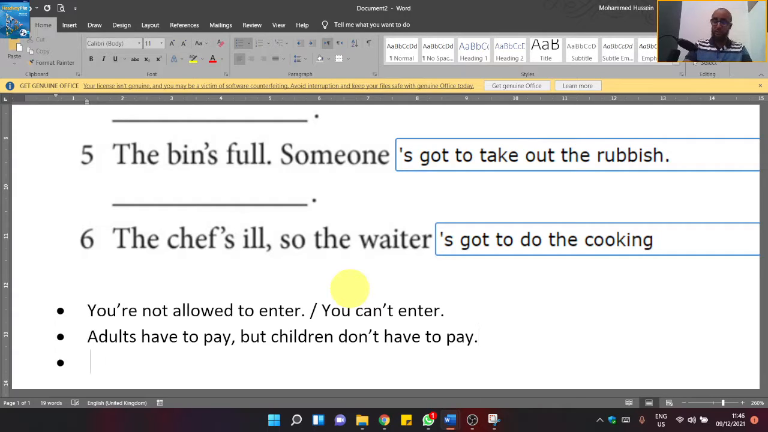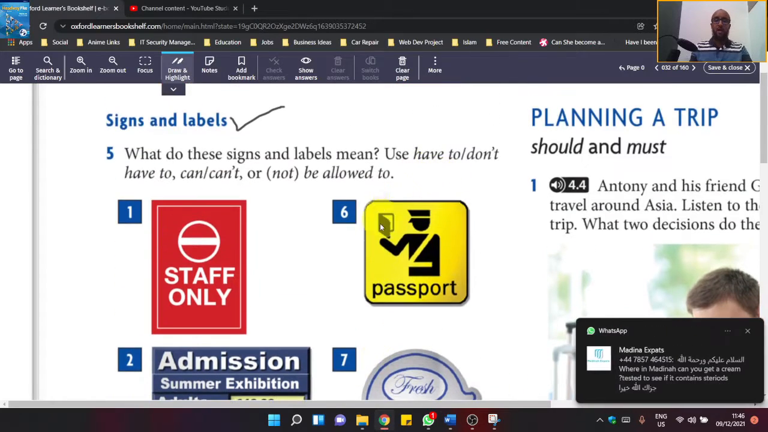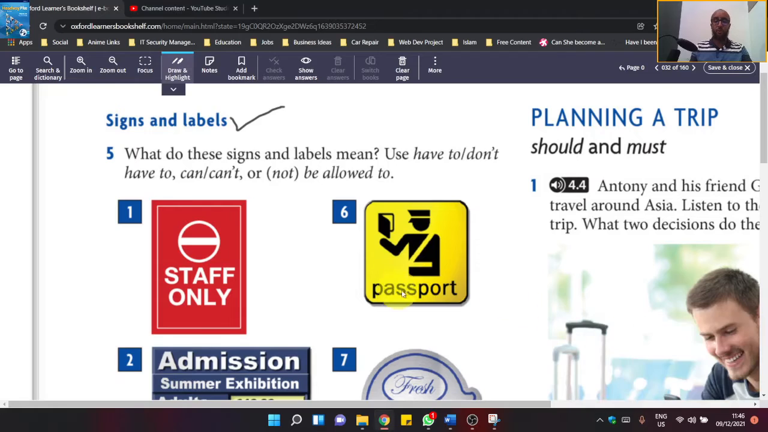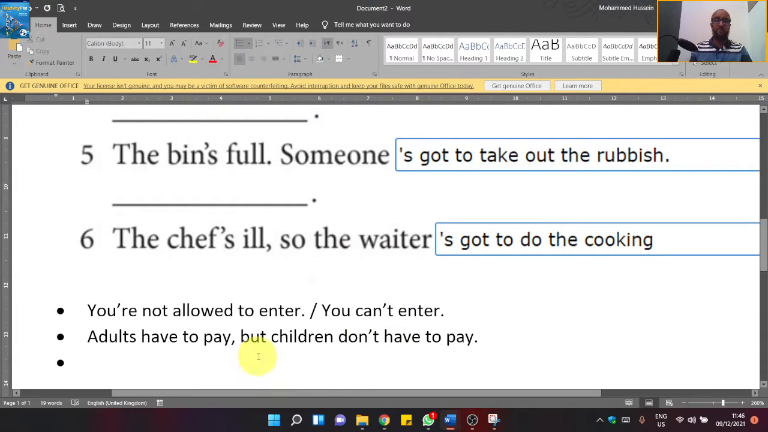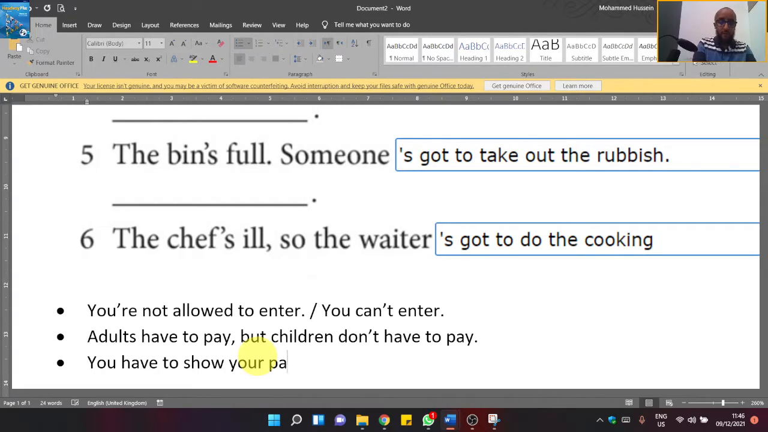Excellent. Let's look at another example. Here we have a passport label and it looks like a security guy with the passport. So maybe here you have to show something, right? So we can say you have to show your passport, right guys? You have to show your passport.